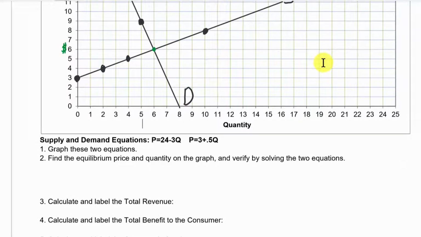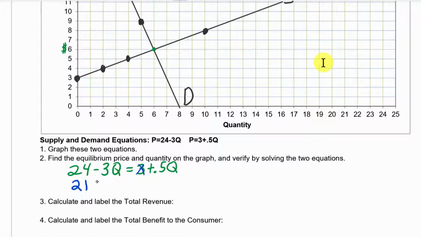However, we want to double check this because you're going to make mistakes every once in a while when you're graphing. But if the mathematics and the graph both agree with what's going on, it gives you confidence that you're doing things correctly. So let's double check this. To solve these two equations, since P equals 24 minus 3Q, and P also equals 3 plus 0.5Q, we can set those two equal. And then we can subtract 3 from both sides. You get 21 on this side, and that 3 will cancel over there.